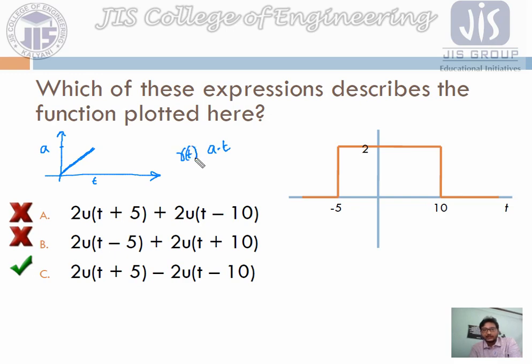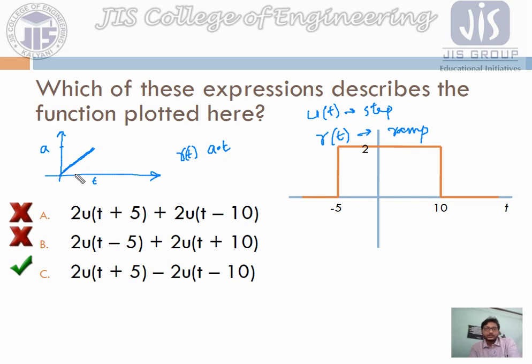of t, r of t, r for ramp, as u for step, u of t, that we have written as the step function. Similarly, r of t means our ramp function. So for this ramp function we can write a multiplied by t.